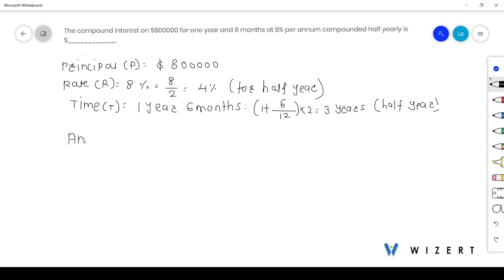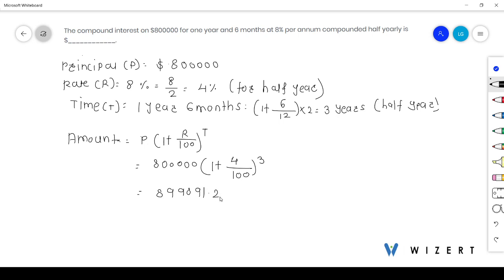Then we can calculate amount by using the formula A equals P, principal amount, into 1 plus rate of interest divided by 100 to the power T. So here $800,000 into 1 plus R, which is 4, divided by 100 to the power 3. So after calculating this, we get $899,891.2.